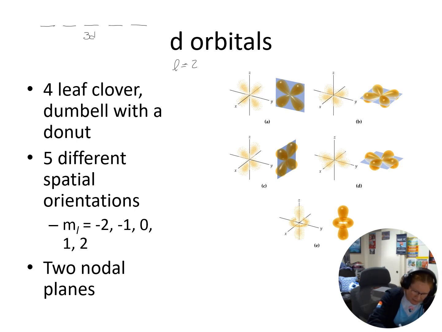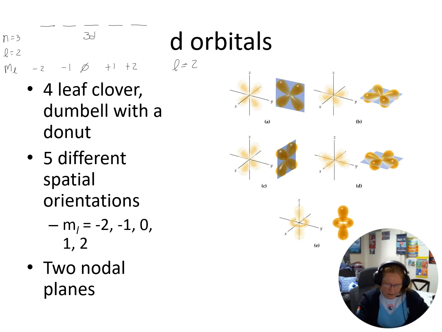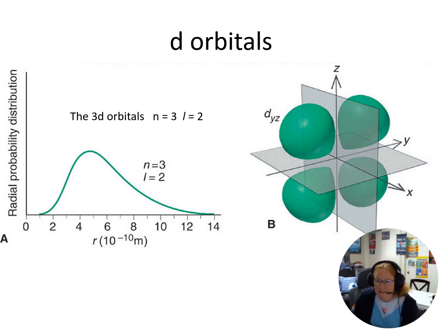So let's say I have a 3d. If I'm in 3d, my N would equal 3. If I'm d, my L equals 2. And then when I look at my M sub L, we would go -2, -1, 0, +1, +2. Okay? All right, and so here you can see the 2 nodal planes that exist to separate the 4 lobes of the 4-leaf clover from each other. And so within the nodal plane, the probability of finding an electron would be 0. And then within the lobes, that's where we would have the probability of finding an electron.